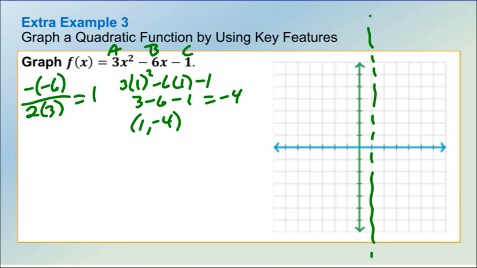So I'll plot that point, 1, -4. Here's my vertex. My a is positive, so it opens upward. My y-intercept is right here, so at -1. I can mirror that one over here and then draw my parabola. And there's my graph.